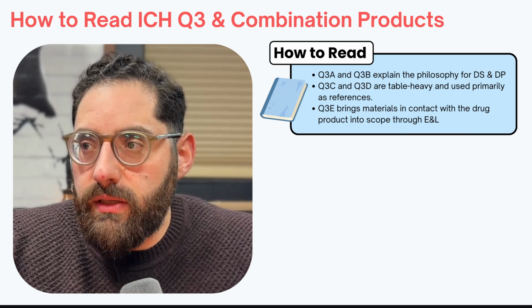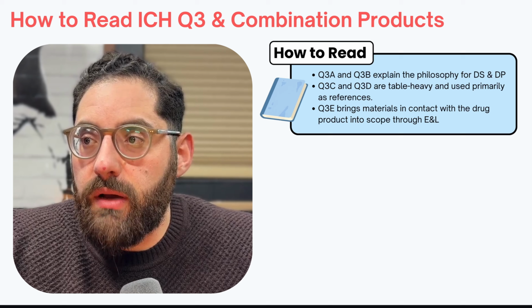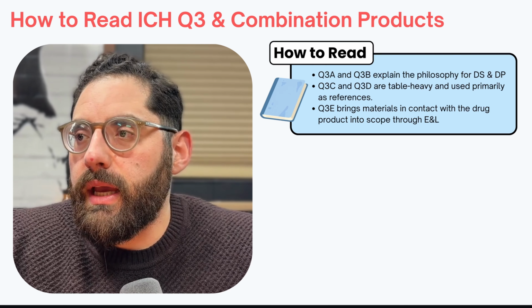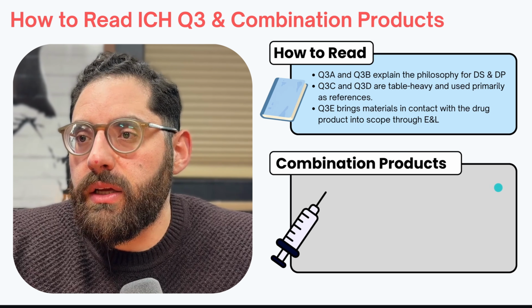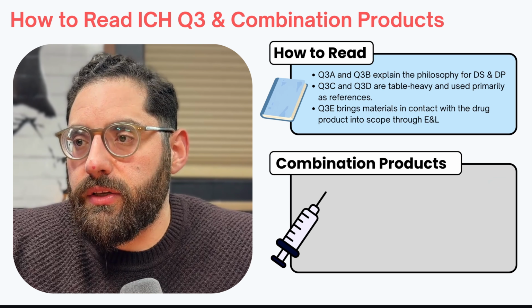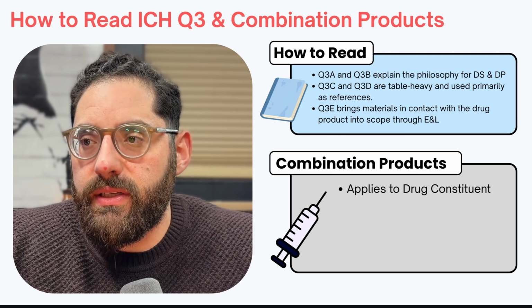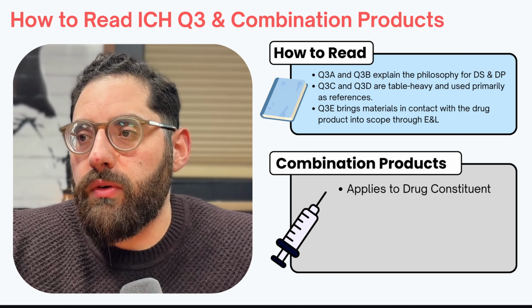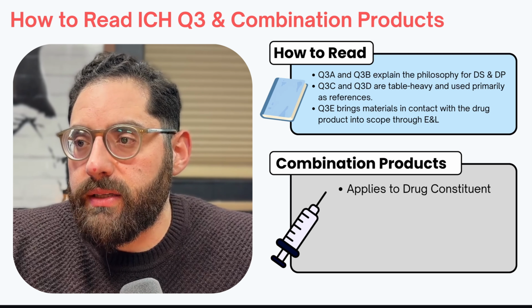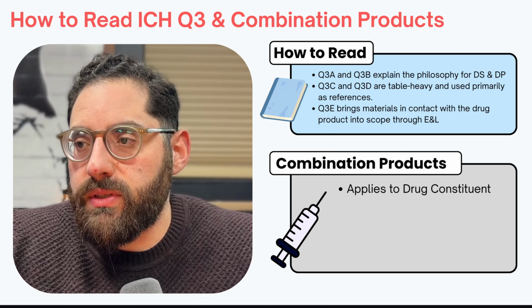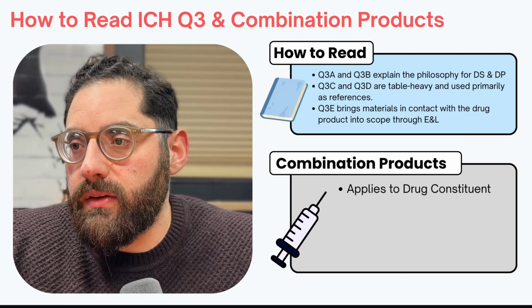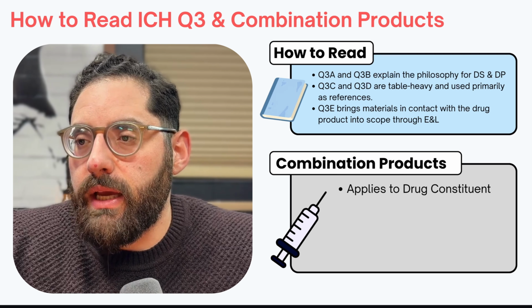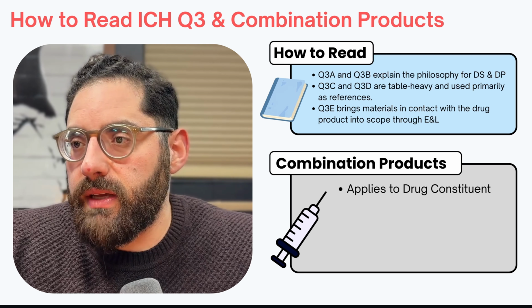Q3E, even though it's still in draft, is where the materials that come into contact with the drug are addressed. And I think this is the most relevant for combination products, which we'll talk about a little bit. For combination products, Q3 applies to the drug constituent. Obviously, it speaks to the impurity control for the drug substance and the drug product, including the impurities that result from the contact materials. But it doesn't go into any kind of performance or functionality, and that's covered in things like design verification or other testing.